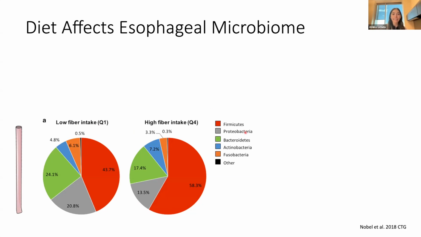And then looking again at these big picture phylum level changes, what are the communities like? You see more red in the high fiber diet compared to the low fiber diet, for example, among other differences.